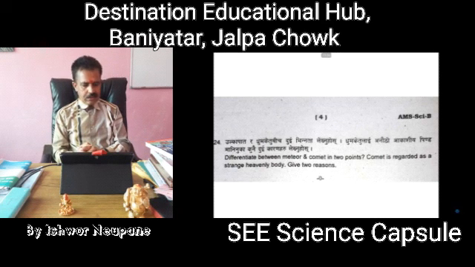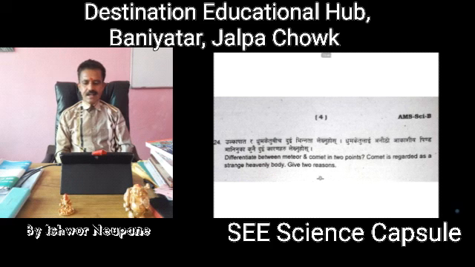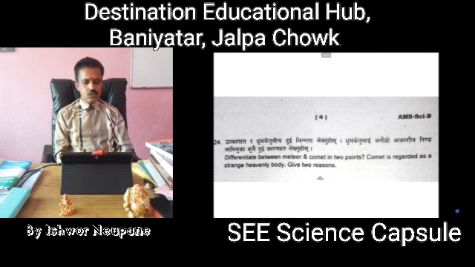Dear students, now the last question is given here. Differentiate between meteor and comet in 2 points. And next one, comet is regarded as a strange heavenly body. Give 2 reasons. So first part, you have to make a table and write something about meteor and something about comet. Okay, meteor. Meteor is also called shooting star.